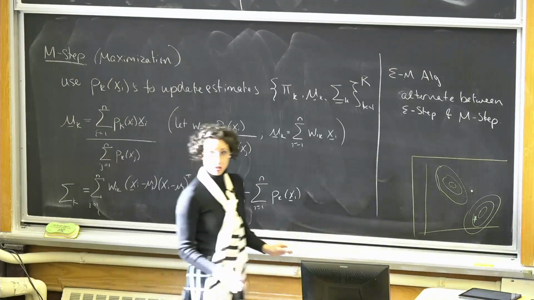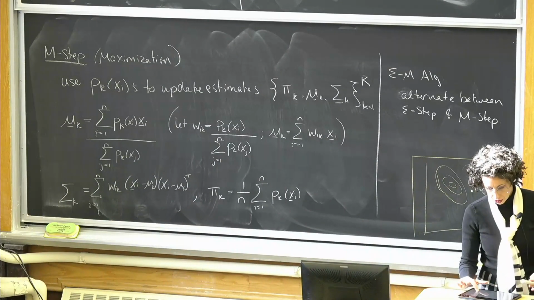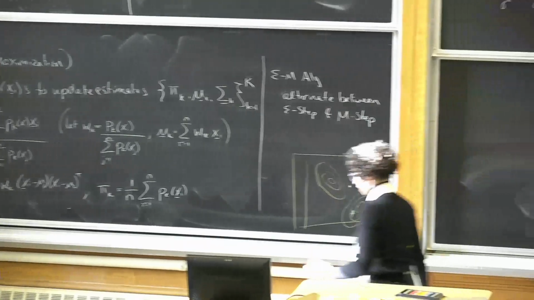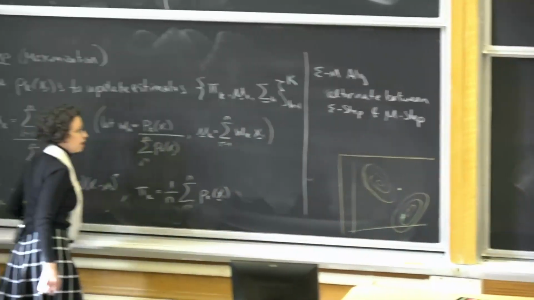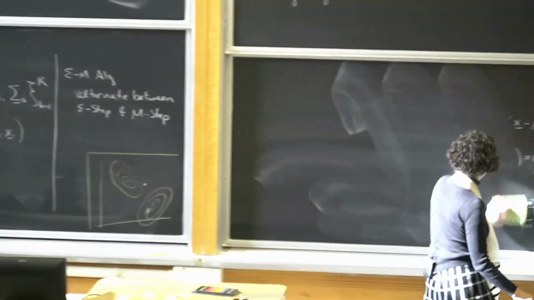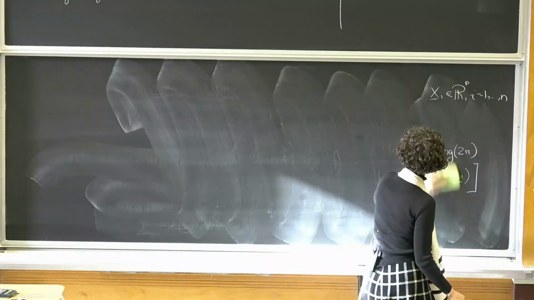Okay, so there's more details in the online lecture notes, but I want to just talk a little bit about what's happening here, how it relates to the k-means algorithm, and why it can be preferable in some settings.